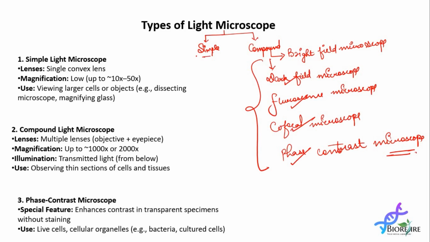A simple microscope only contains a single convex lens. Magnification power is 10x to 15x. A compound microscope contains multiple lenses, like the objective lens as well as the eyepiece lens. Magnification power is 1000x to 2000x. The illuminator is a transmitted light, and the objects are thin sections of tissues and cells.